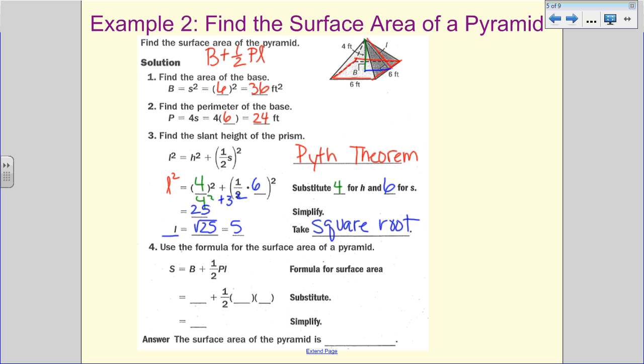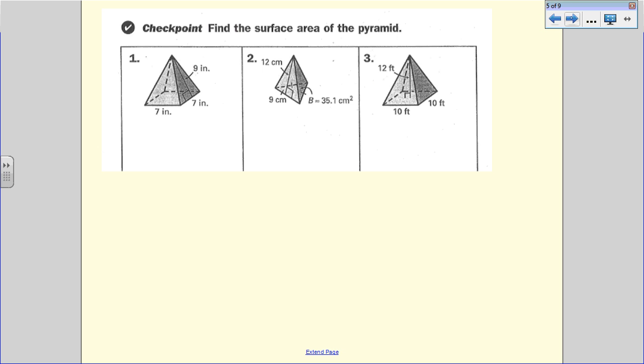So now we have what the slant height equals, we have what big B equals, and we have what perimeter equals. So we're going to use our formula now. The area of the base was 36. We have to use that 1/2, and we have the perimeter, which was 24, because 6 plus 6 plus 6 plus 6. And the slant height was 5. We're going to multiply all of those together, and we get 96. So the surface area of the pyramid is 96 square feet, or feet squared.